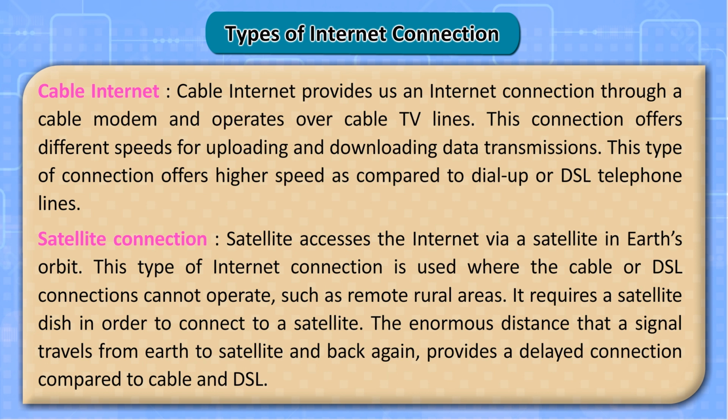Satellite connection. Satellite accesses the internet via a satellite in Earth's orbit. This type of internet connection is used where the cable or DSL connections cannot operate, such as remote rural areas. It requires a satellite dish in order to connect to a satellite. The enormous distance that a signal travels from Earth to satellite and back again provides a delayed connection compared to cable and DSL.